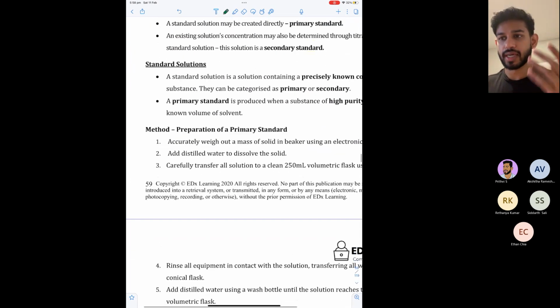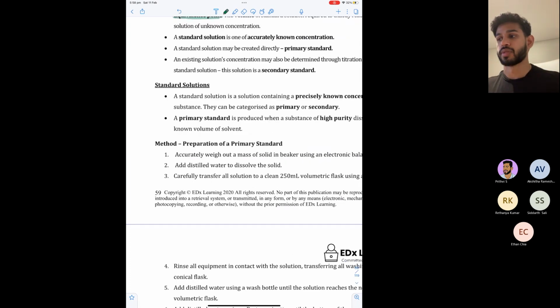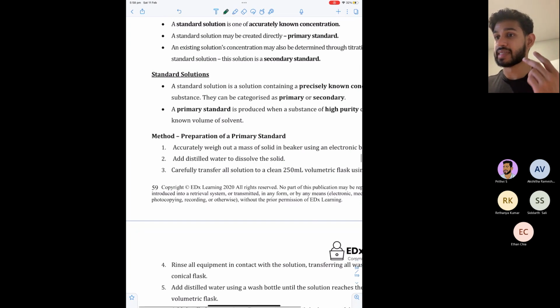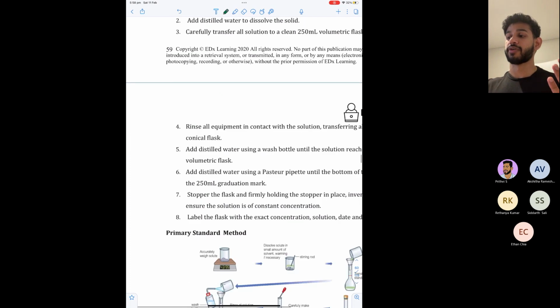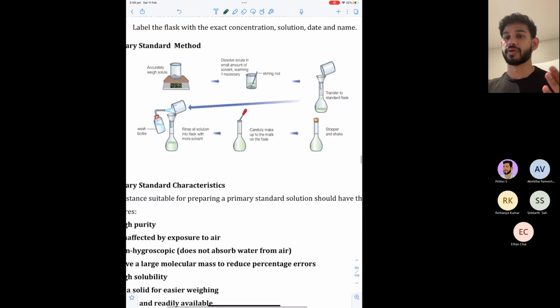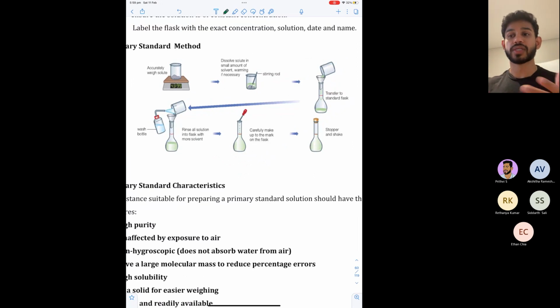So actually, as mentioned, a standard solution is one of accurately known concentration. Now, there are two ways to standardize, or aka make a solution standard. The first way is what you learned in year 11. What was that first way? I'm going to use this diagram and I'll get one of you to explain it for me. So Rithanya, what's one way to make a standard solution?